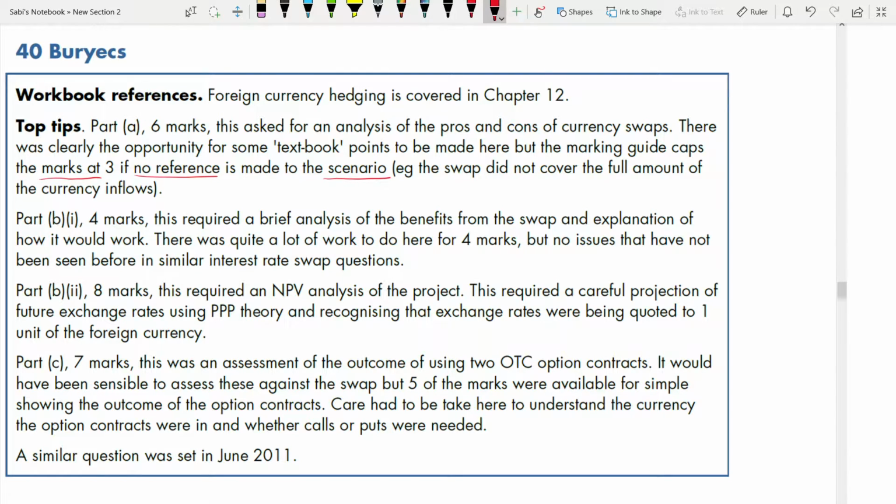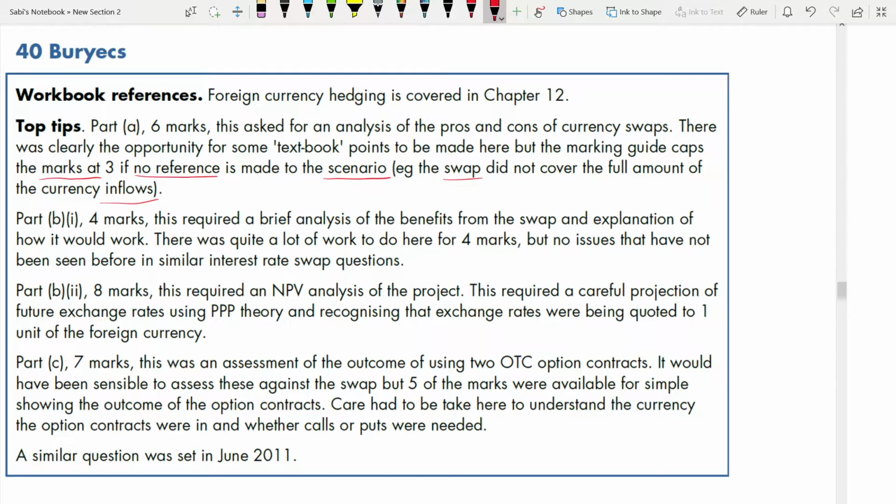Example, the swap in this case did not cover the full amount of the currency inflows. Remember, we received how much from the government after 3 years? Because government is going to take that back from us, the franchise. So we received 7,500, but we paid immediately 5,000. So there was an excess receipt of what? Difference 2,500. That 2,500 has not been hedged using swap. That's what they have been talking about. The swap did not cover the full amount of currency inflows. It's an inflow because your receipt was more than your payment, 2,500.